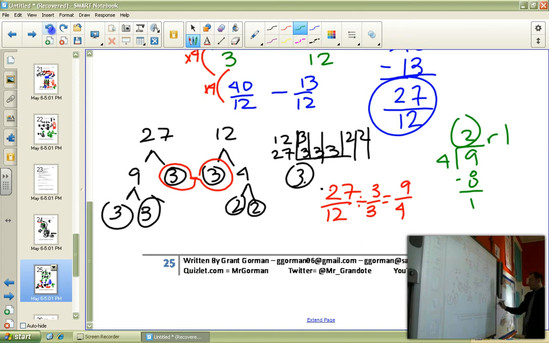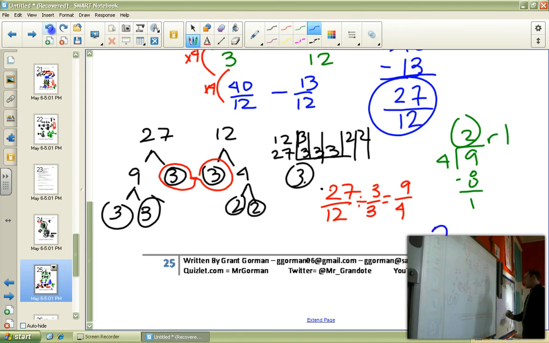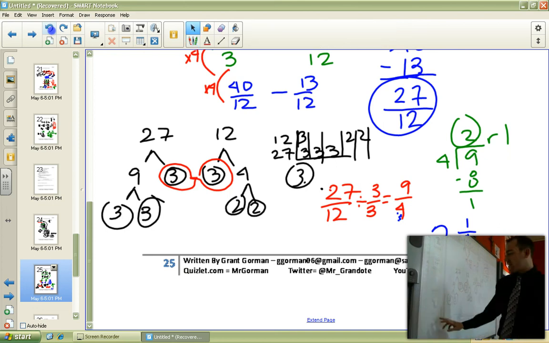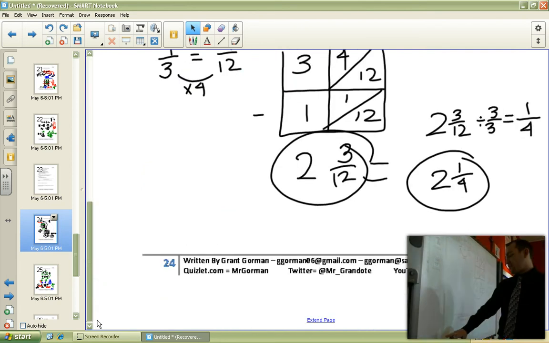That means I have 2 wholes. In blue, final answer, I have 2 wholes and 1 part of, keep your denominator, 4. Okay, 2 and 1/4. That's the exact same answer we got on the previous page. If we go back and pull it down, 2 and 1/4.